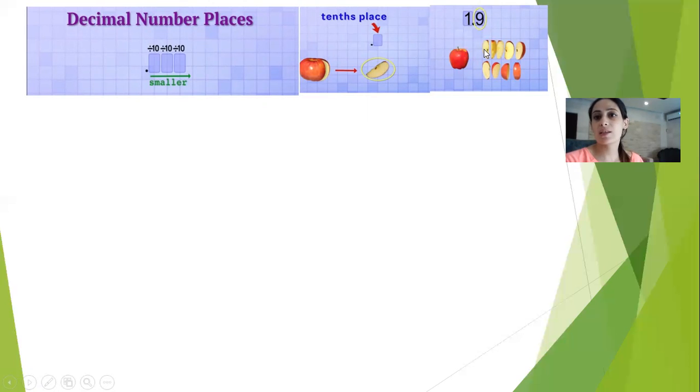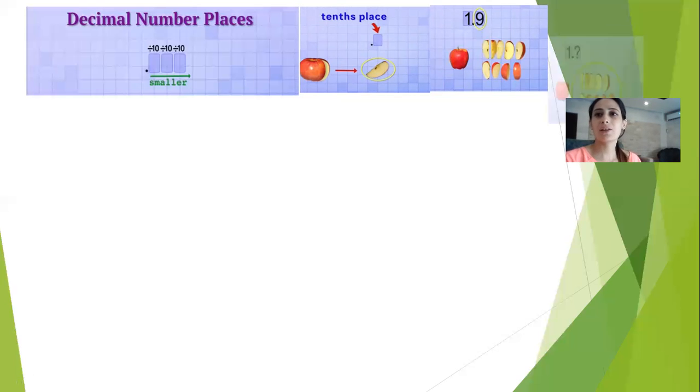So count the tenths now. What do we have? 1, 2, 3, 4, 5, 6, 7, 8, and 9. So here we have 9 tenths. The 9 sits on the tenths place. So what do we have in total? 1.9. We have one whole apple in the whole part and 9 tenths in the decimal part.